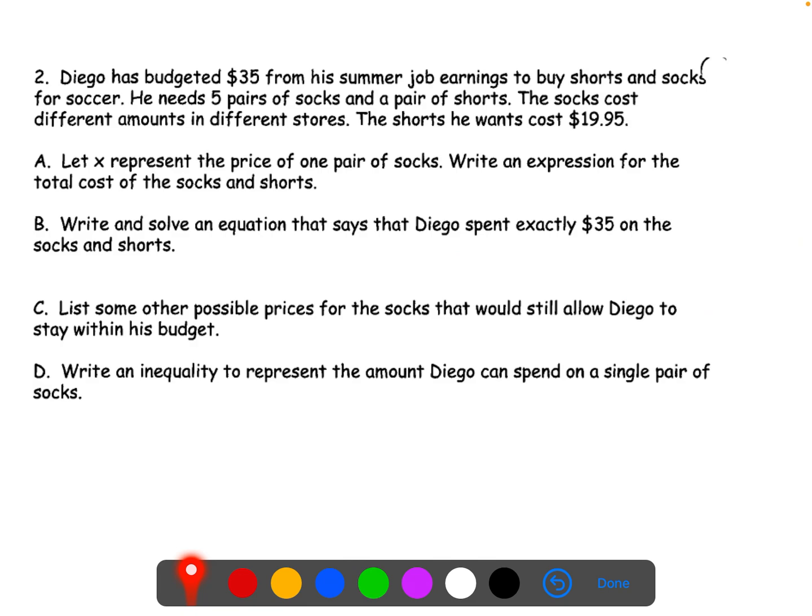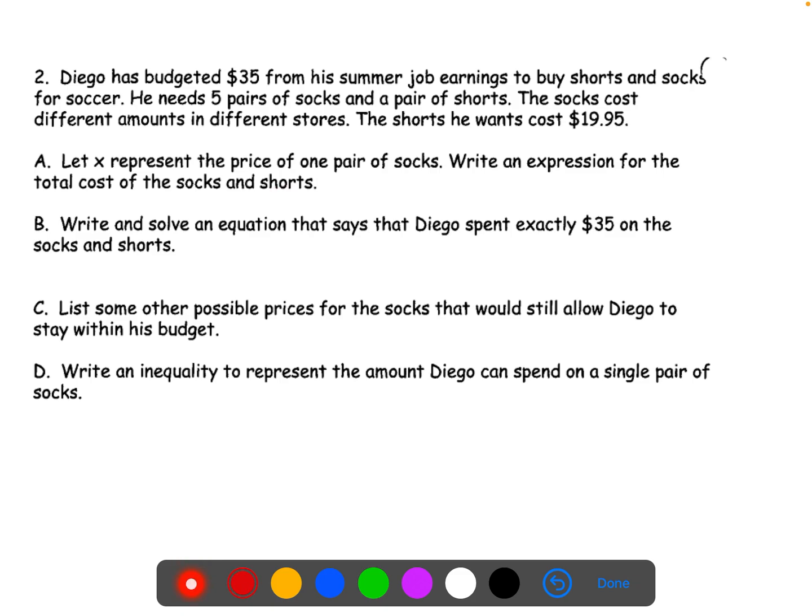All right, I think this is going to work us through again, going from expression to equation to inequality. So part A says, let X represent the price of 1 pair of socks. Write an expression for the total cost of the socks and shorts. Okay, total cost of the socks and shorts. We need to go back and find that information.